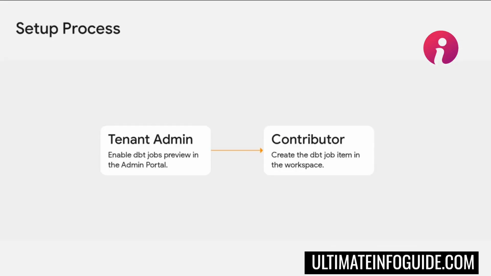When you are ready to turn this on, setup is a very intentional two-step process. First up, the tenant admin has to go into the admin portal and physically enable the dbt jobs preview. You can toggle this for the whole organization, or you can scope it down to a specific security group if you want a more controlled rollout. Only after that's done can a workspace contributor actually create the dbt job item, assuming they have read-write access to the target warehouse and are operating on an active Fabric capacity.